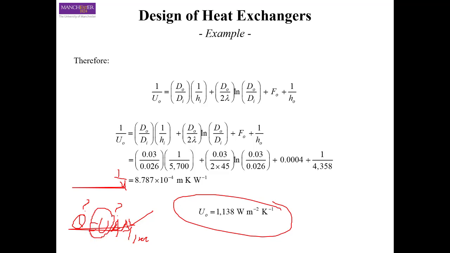Okay, so in this case, we have the value of U, and if Q is given, we can calculate the value of A. And if A is given, it means that it is a rating problem, so we can just calculate the value of Q. Okay, so the rest of the design from this step onward is exactly the same as we did for a routine heat exchanger.